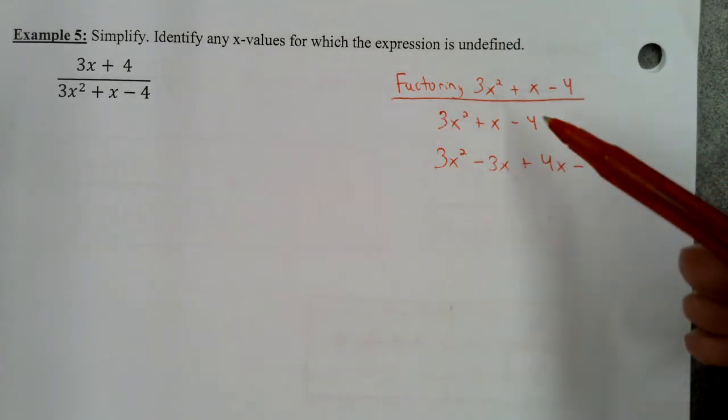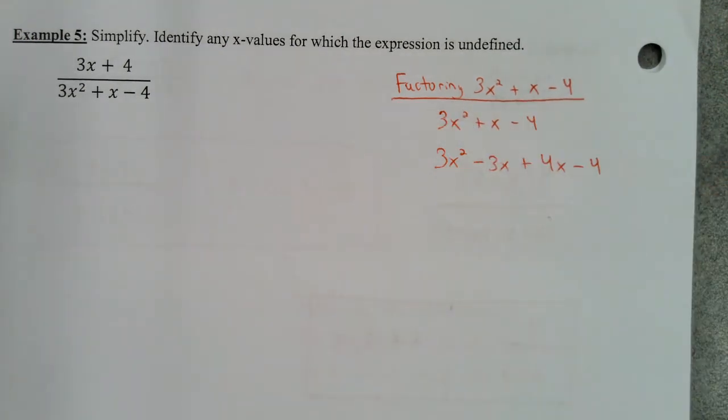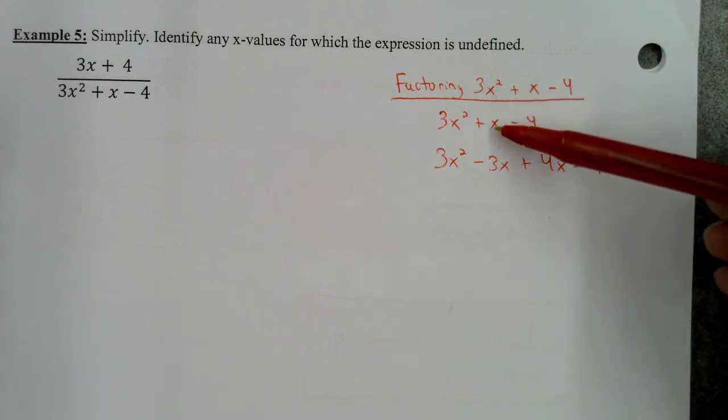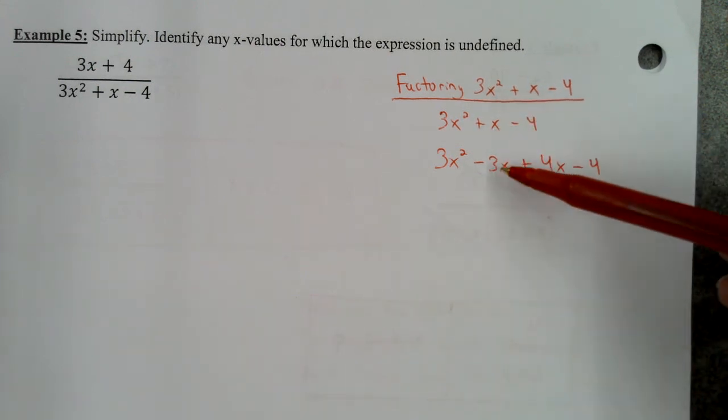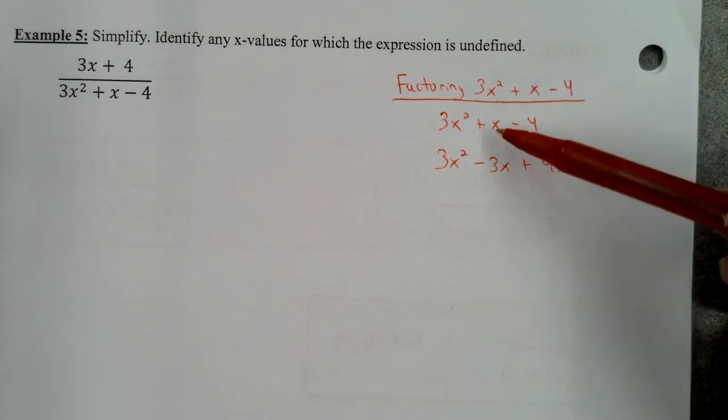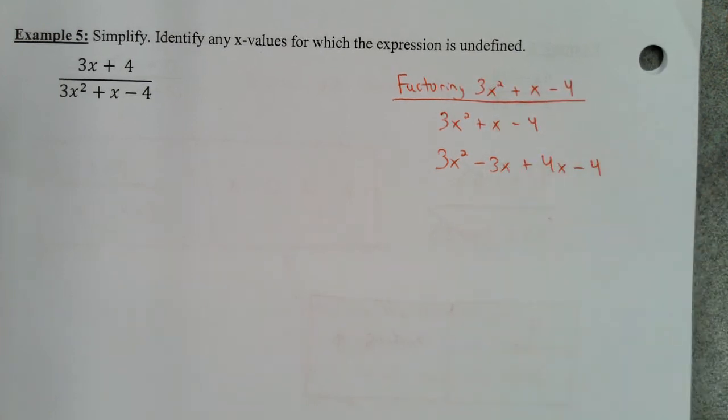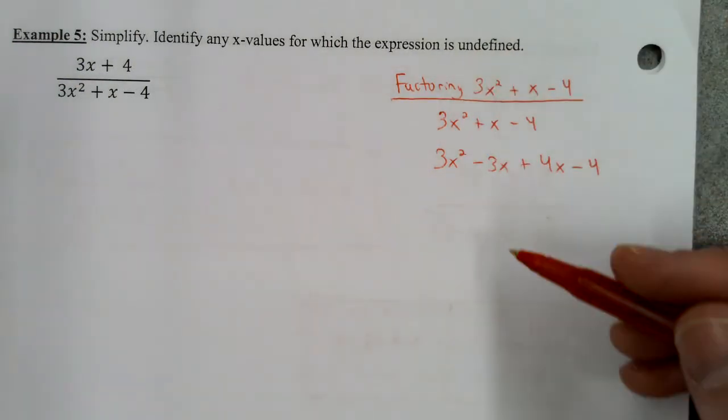So again, 3 times negative 4 is negative 12. You have to find 2 numbers that multiply to that negative 12 and add to the 1 in the middle. So it's negative 3 and 4. So I replace the x with negative 3x plus 4x. Now we do factoring by grouping.